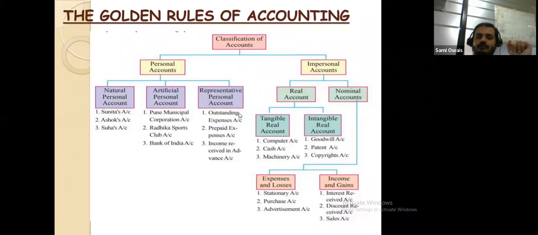Why are they called representative personal accounts? For example, if I'm saying outstanding salaries, this account is related to salary, which is representing some group of people, my employees. If I am the company and I have some 100 employees, when I am recording something as outstanding salary, that terminology is representing my 100 employees. I hope this is making sense. Same goes with prepaid expenses. Prepaid expenses is something which you have paid in advance.